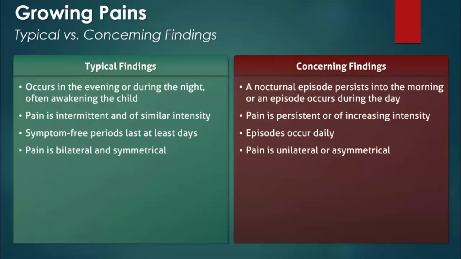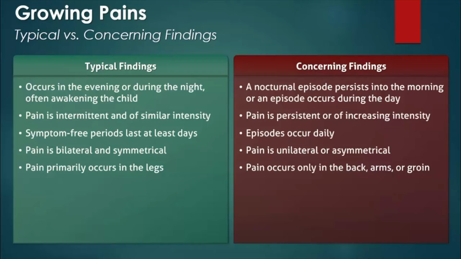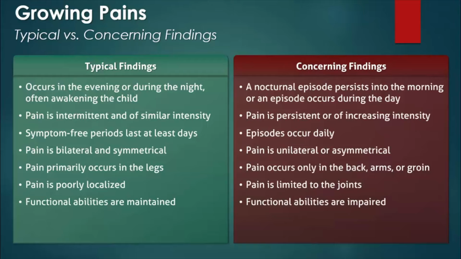Pain may occur in the upper extremity, but only in conjunction with lower limb involvement. The pain is typically poorly localized. If it is isolated to or specifically affects the joints, then further evaluation is necessary. Growing pains do not affect the functional ability of the child. Their participation in sports and physical activities should be unaltered.